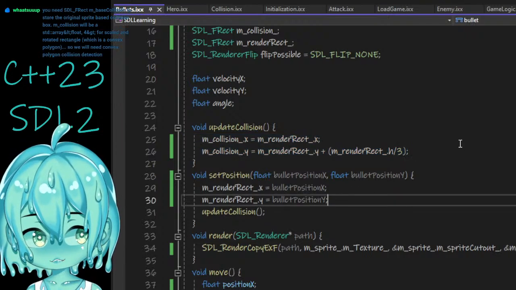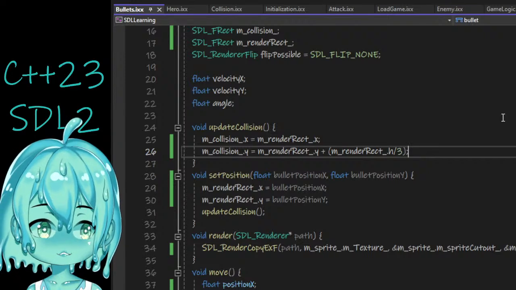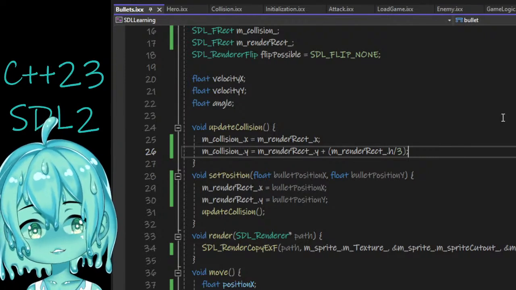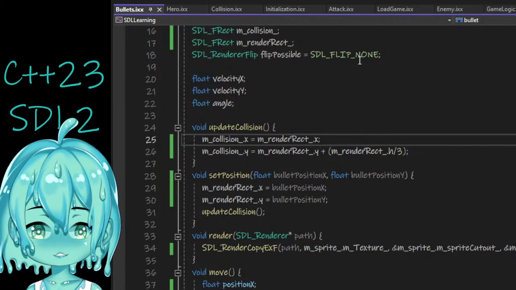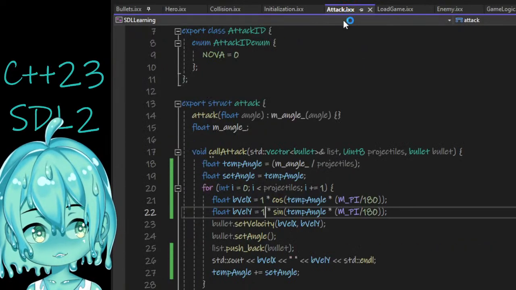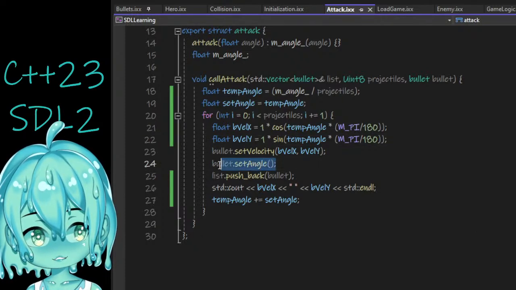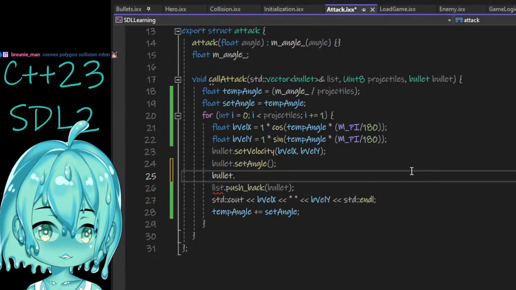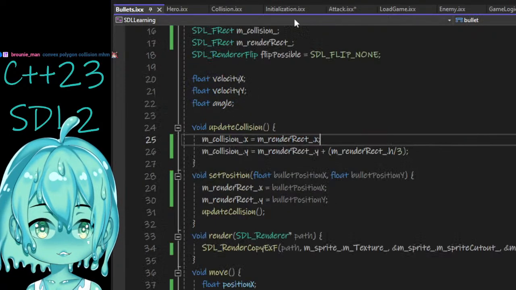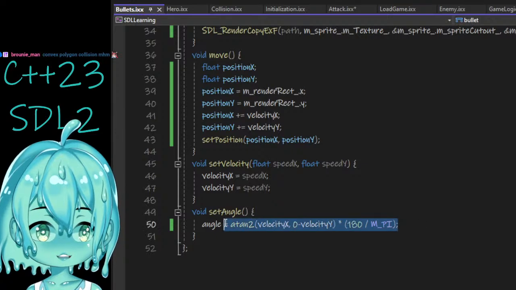So now we need to apply to the X and Y values some rotational value. So angle should get applied here. Because angle... No! This needs to go into the attack. So set angle applies here. Then we push back. So can I not do like bullet update collision? Because set angle applies the angle.